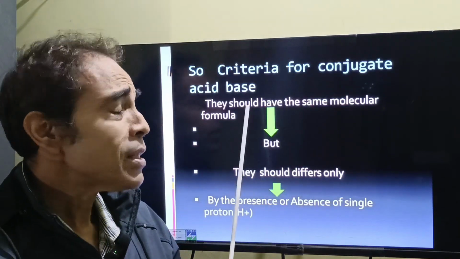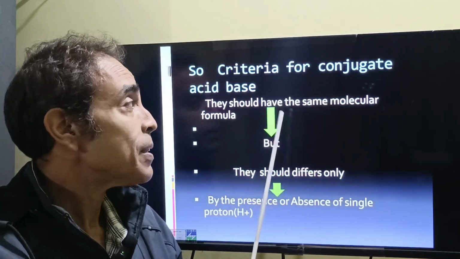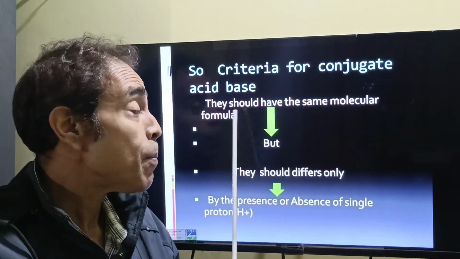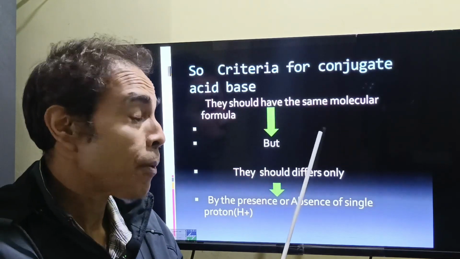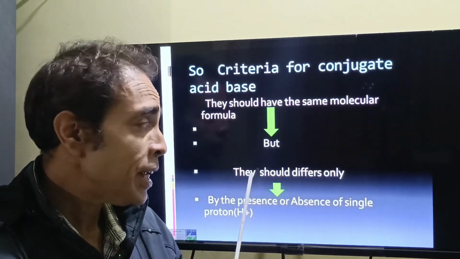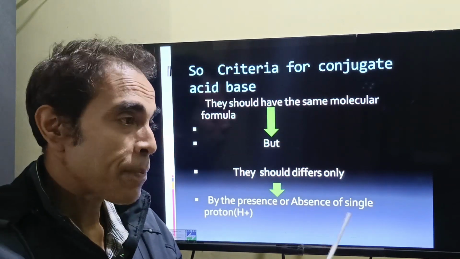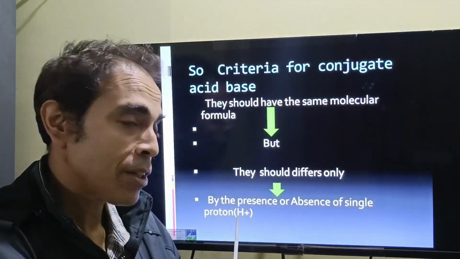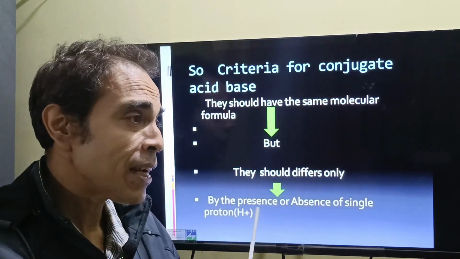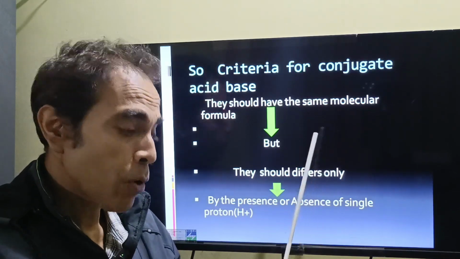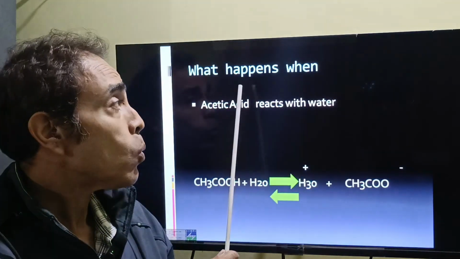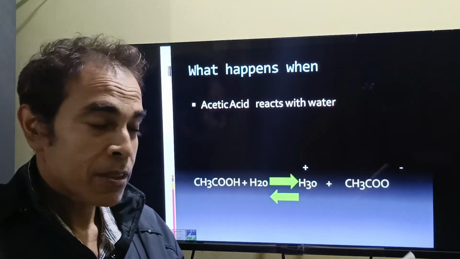So what is the criteria for conjugate acids and bases? Number one, they should have the same molecular formula, but they should differ only by the presence or absence of a single hydrogen ion. So let us look at some examples.